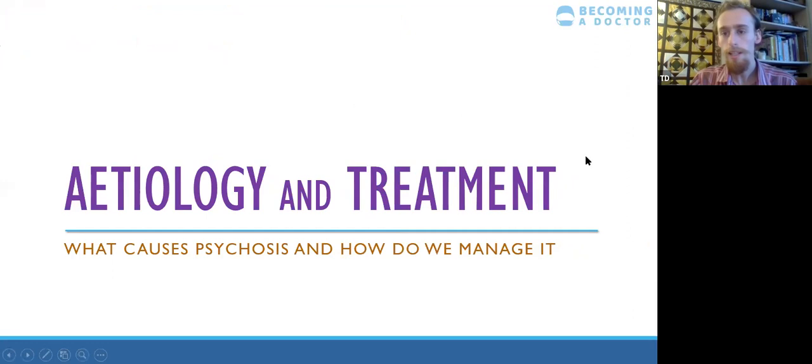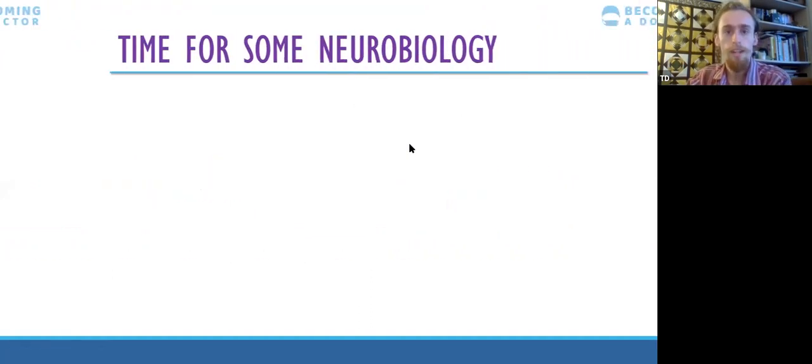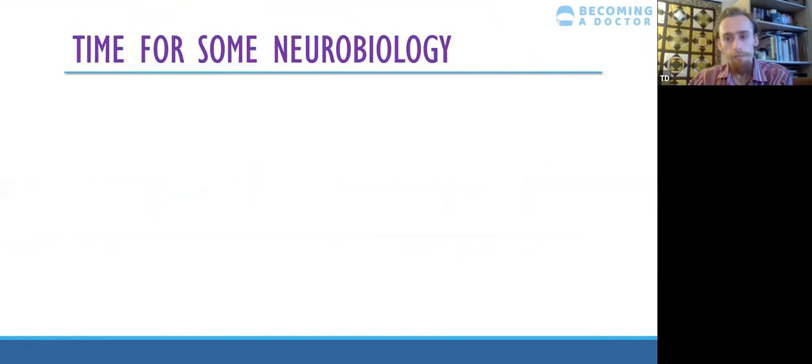Let's look quickly at the etiology. This is the last few bits: the etiology and treatment. So what causes psychosis or schizophrenia? And how do we manage it? Bit of neurobiology, because we love this. I'm sorry that so far it's all been very phenomenological, but I guess that's just what I find really interesting.